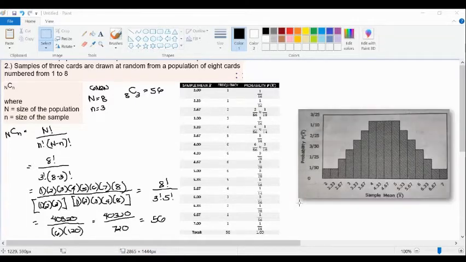This will be the frequency distribution or the histogram of the sampling distribution of the mean. So for your x-axis, that will be your sample mean, and for your y-axis, that is the probability distribution. If you can observe, the highest number of the means are located here between 4 and 5.